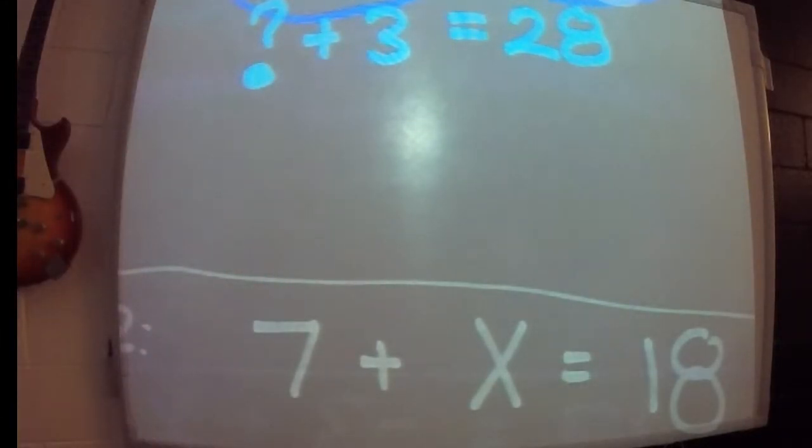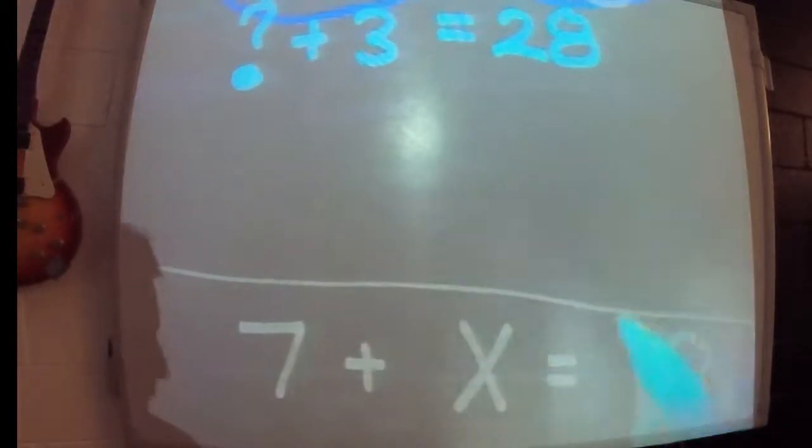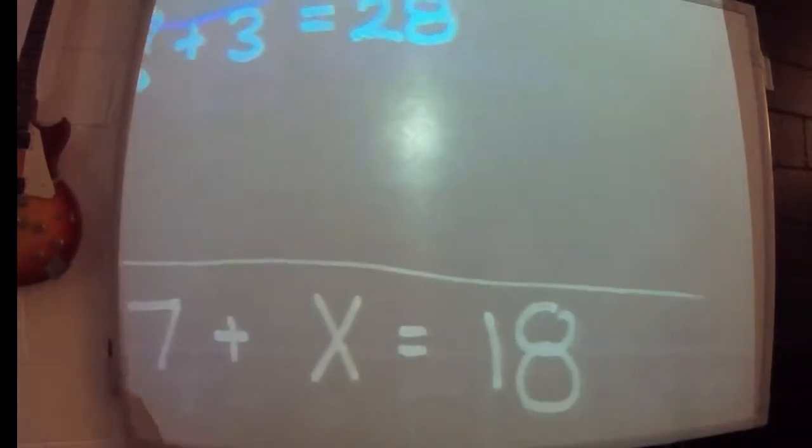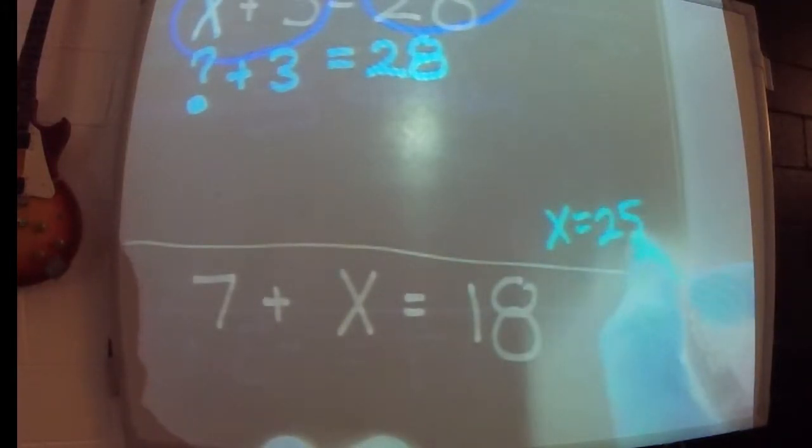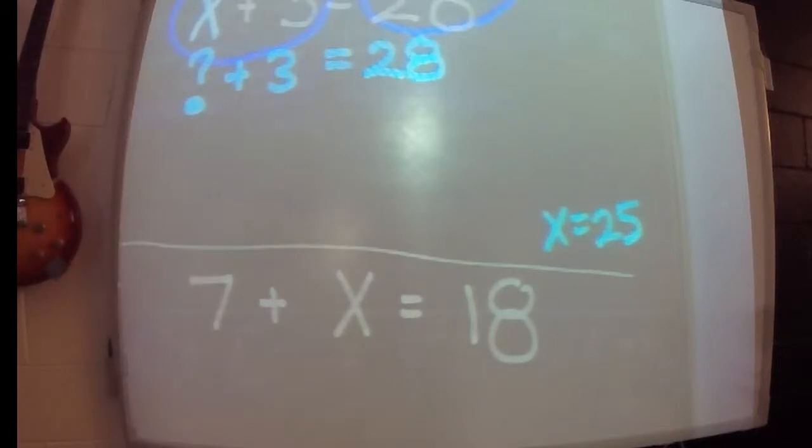So the answer is X equals 25? Yeah, so the answer would be, and I'm going to write it over here because I really want to show you the tricks on how to solve it. The answer is X equals 25. Yeah, you subtract 3 from each side. Subtract? What?